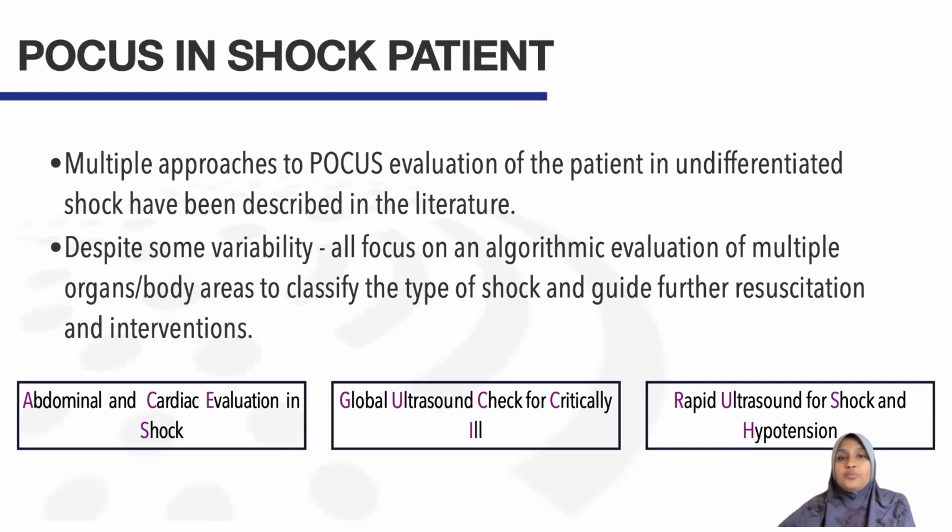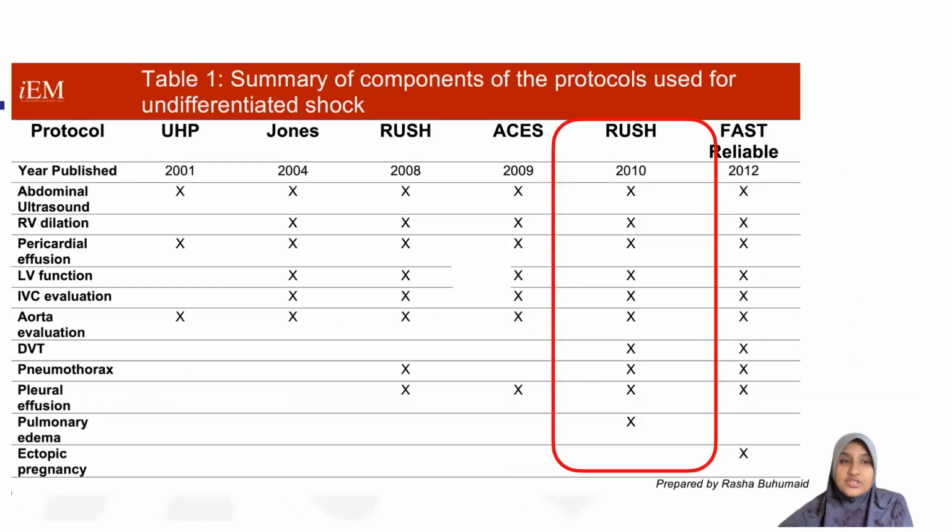Multiple approaches to POCUS evaluation of the patient with undifferentiated shock have been described in the literature. Despite some variability from one algorithm to another, most algorithms focus on multiple organs and body areas to classify the type of shock and guide further resuscitation and intervention. There are two common algorithms being used: ACES, abdominal and cardiac evaluation in shock, as well as RUSH, rapid ultrasound for shock and hypotension.